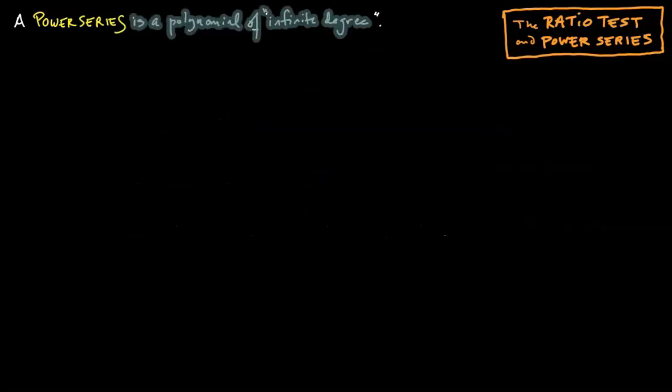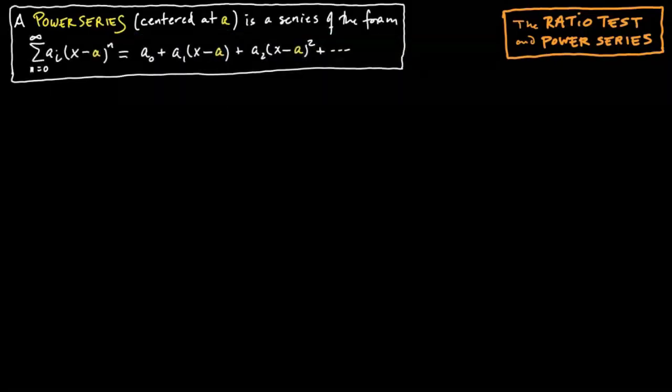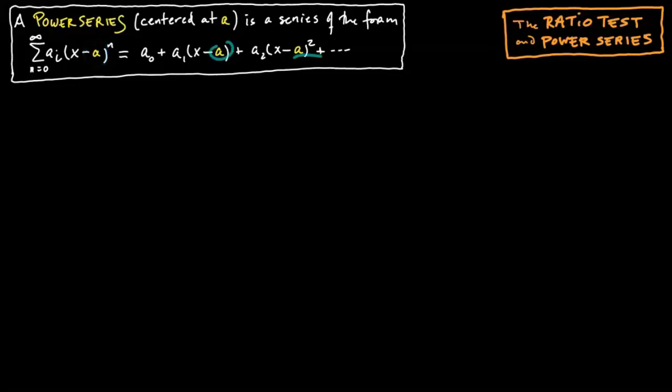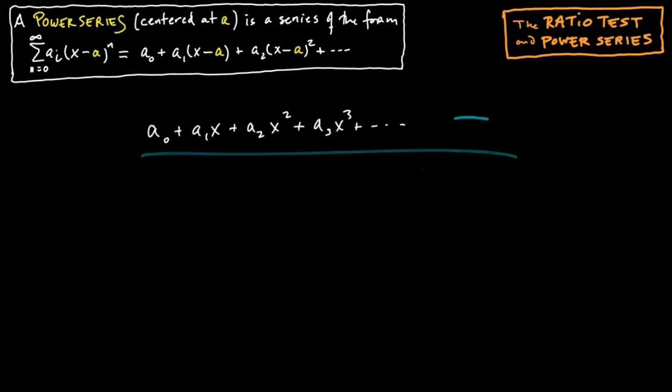A more formal definition would be a power series centered at some particular value a is this stuff. More often than not, we work with power series centered at 0. Now, a power series centered at 0 would just have all of these a's equal to 0, so it would look like this. It's a polynomial of infinite degree in powers of x.